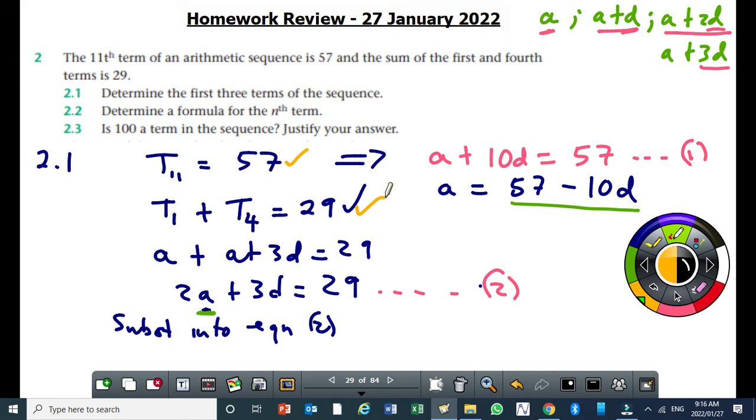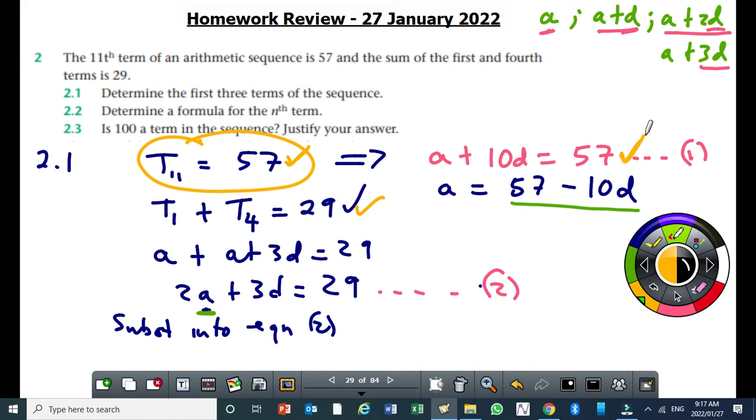Then you need to know that this equation can be written using A and D. It can be written using the first term A and the common difference D. So T11 is the same as saying A plus 10D is equal to 57.